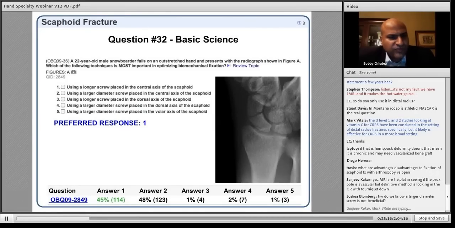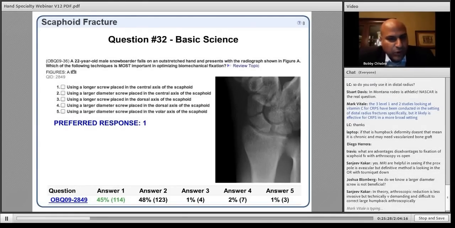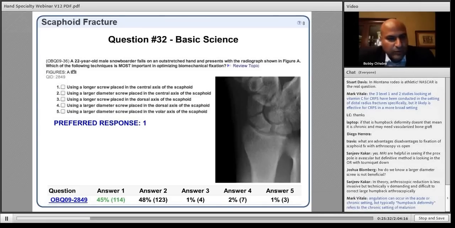Larger screws can be used, but there are problems with larger screws in that if you have a non-union, it's hard to convert those and get fixation of non-united fractures. It's more important to use a longer screw in the central axis of the scaphoid as opposed to a larger, shorter screw. So in this circumstance, length is important.